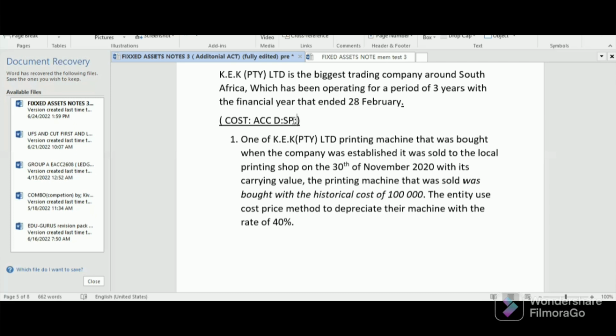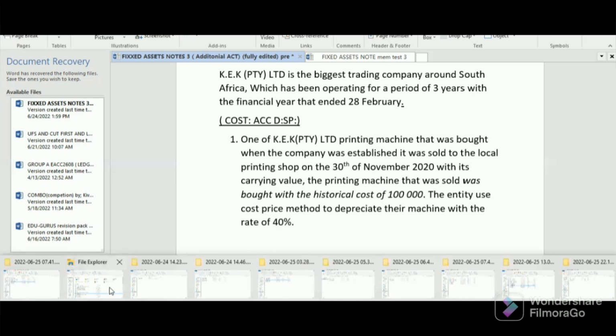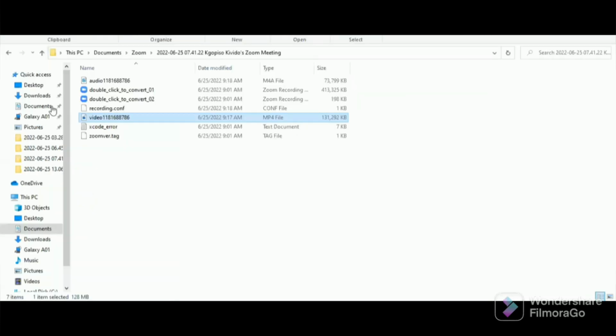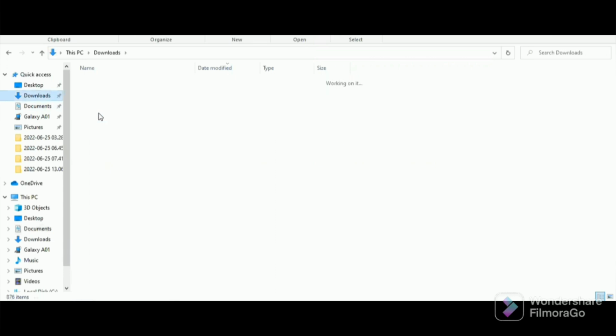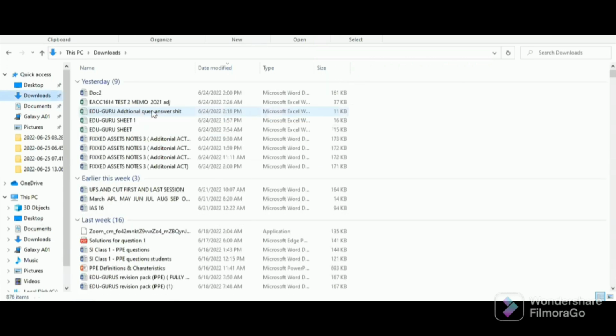So let me go to my Excel here. Let me open my Excel. I'm sorry for this. Just give me a few minutes, guys. But let's go together to my Excel here. My download, then here it is.